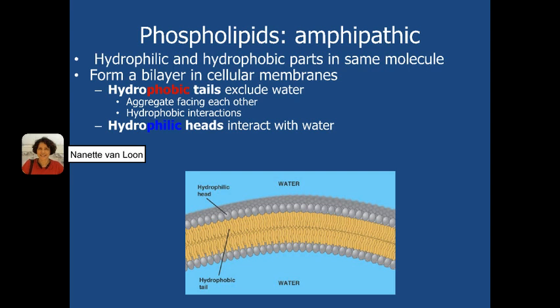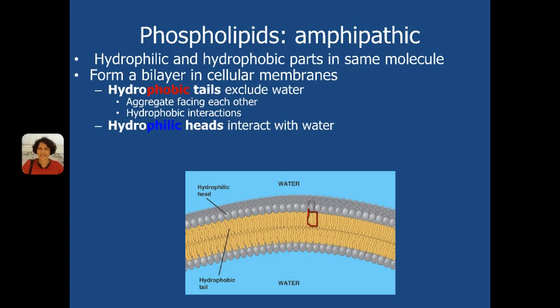Phospholipids have the very interesting property of being amphipathic. That means that they are simultaneously hydrophilic and hydrophobic. The hydrophilic part of a phospholipid is the head that has the phosphate group in it, and then the hydrophobic part consists of the 2 fatty acid tails.